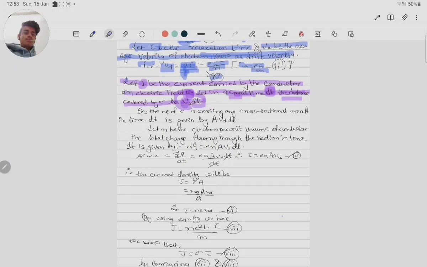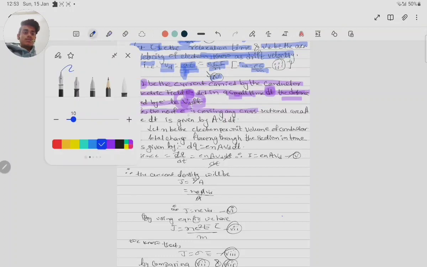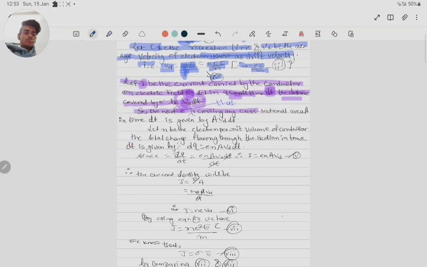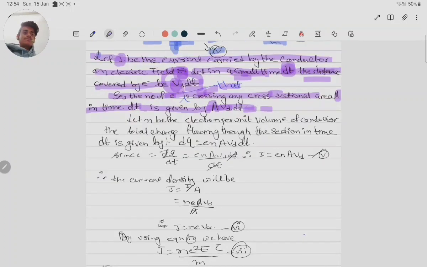So the number of electrons crossing any cross-sectional area A in time dt is given by A v_d dt. It's simple. After that, let n be the number of electrons per unit volume of the conductor. We consider it as n.